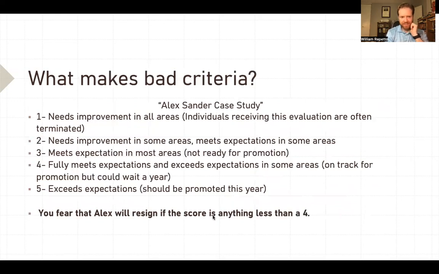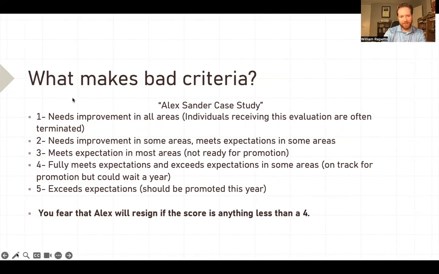I have a negative example here of what makes bad criteria. This is called the Alexander case study. I don't know if we have any finance or business majors, but you very well may have seen the Alexander case study before. The premise is that Alexander is this great employee. The only thing is he's not very collegial and isn't very much liked by his coworkers. In the case study, you're given a ton of information, and then you're asked to evaluate Alex.